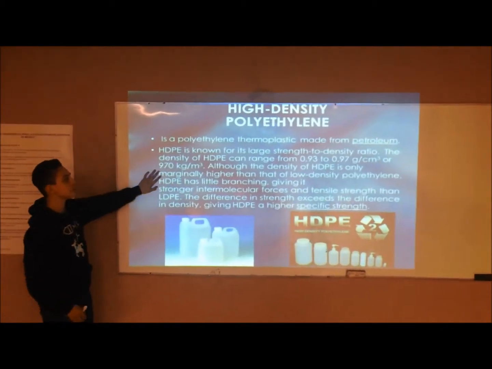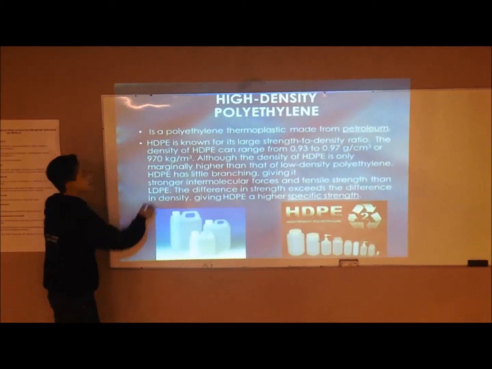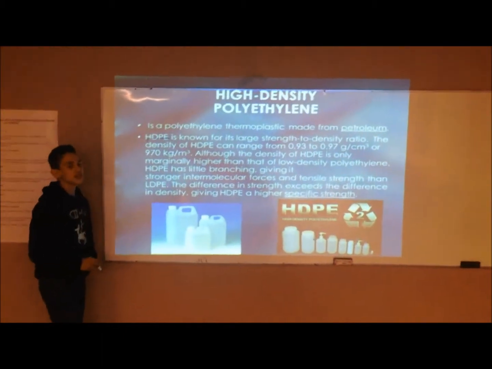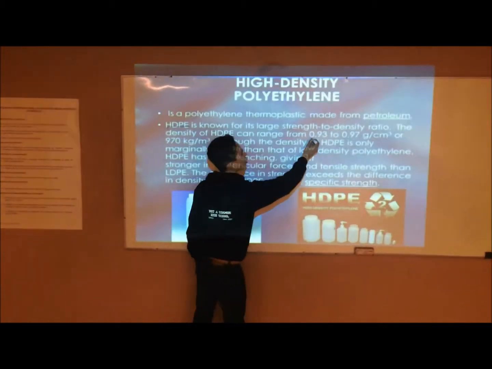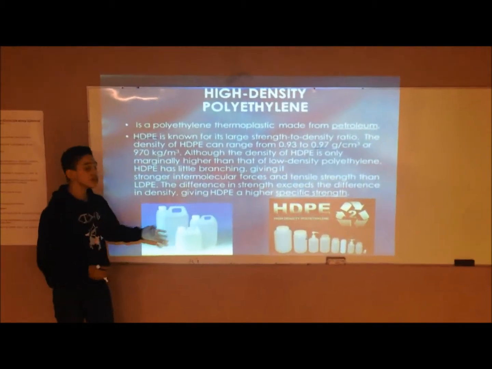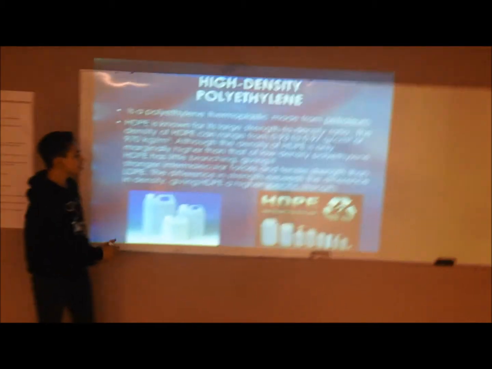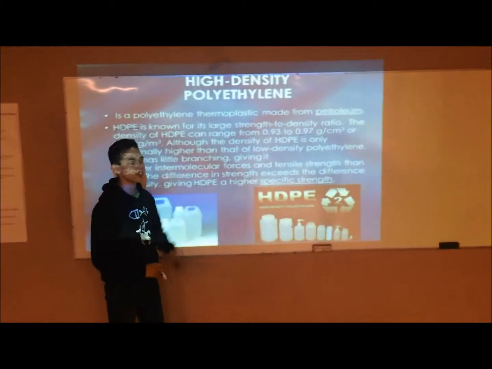High-density polyethylene is a polyethylene thermoplastic made from petroleum. The initials of this material are HDPE, known for its large strength-to-density ratio, with density from 0.93 to 0.97. So the difference in strength exceeds the difference in density, giving HDPE a higher specific strength.